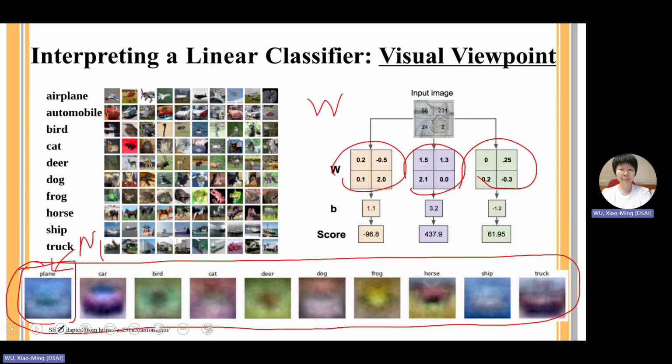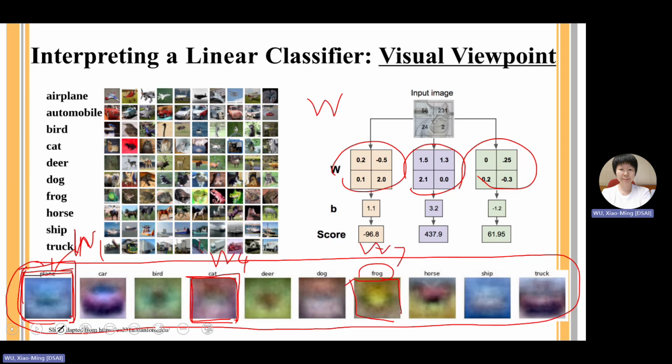We can visualize W1 by reorganizing it into a 32 by 32 image. You can see the learned W1 looks like a plane image. And this is the learned classifier for the cat category, W4, where you can see the shape of the cat. Similarly, you can see the shape of a frog in W7.